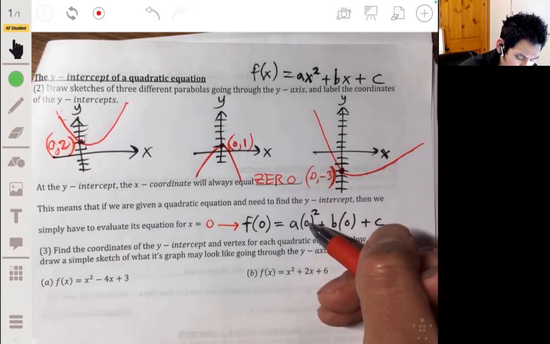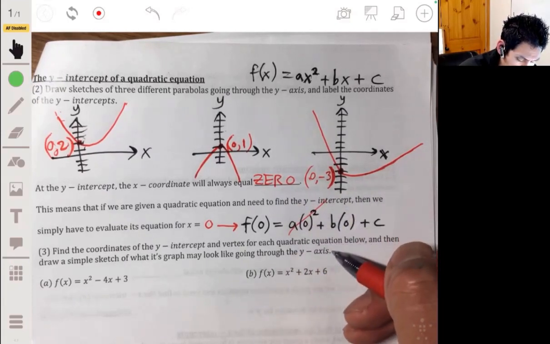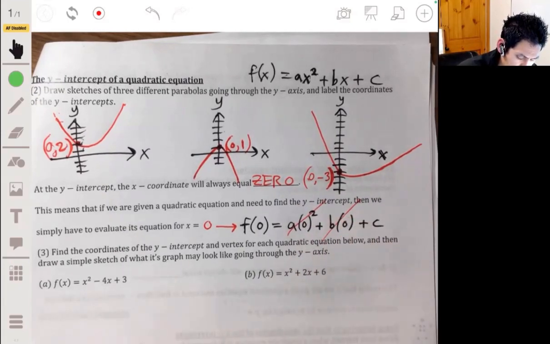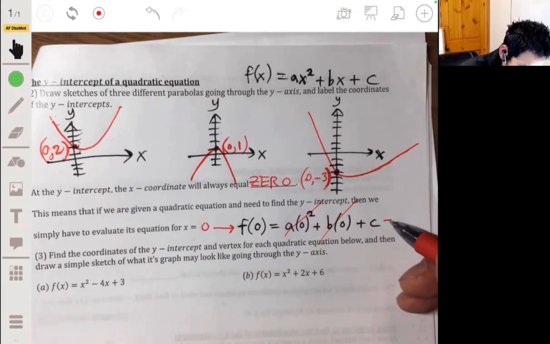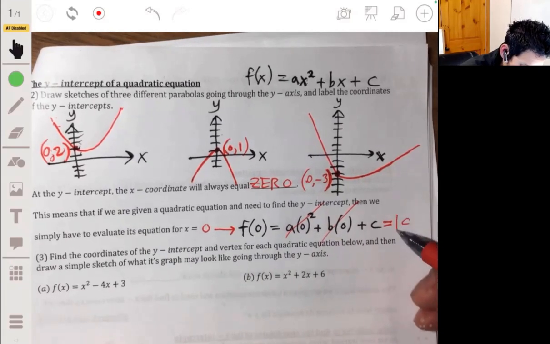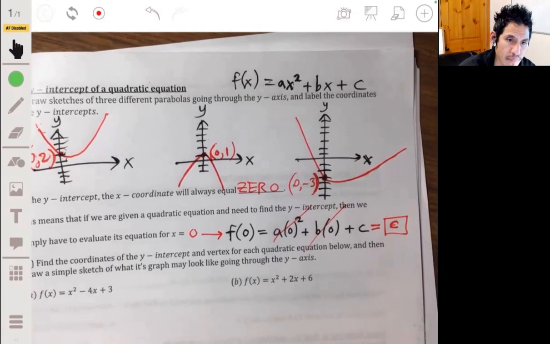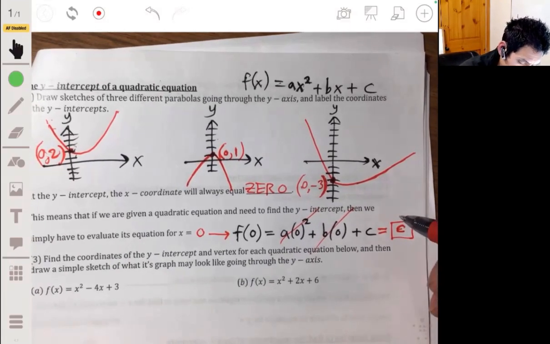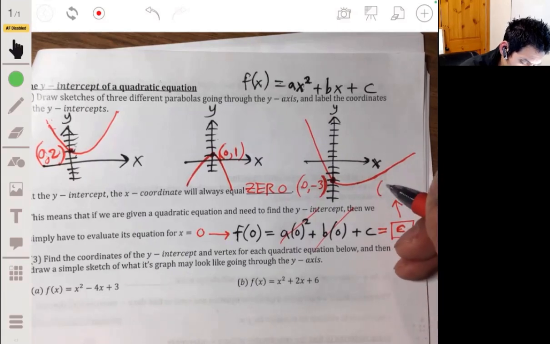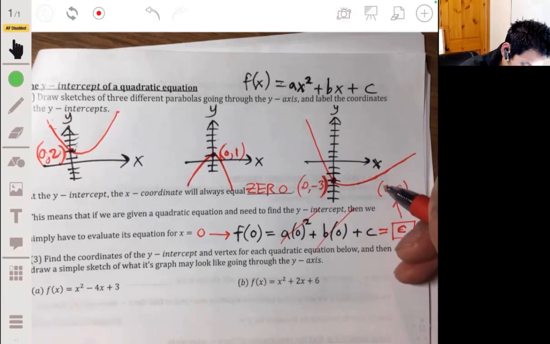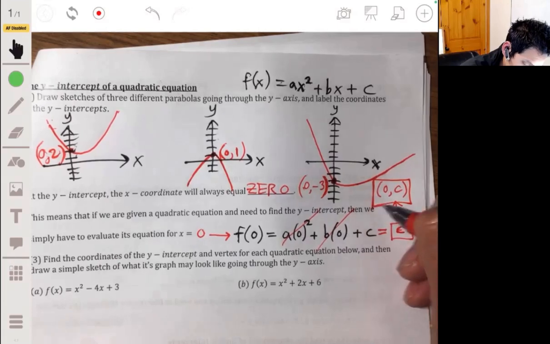Now when we do this, 0 squared is just 0, so this just goes away, it becomes nothing. And this is also going to go away. And so we're actually just left with c. Meaning that the y-intercept will always be at the point (0, c) in terms of a quadratic equation.